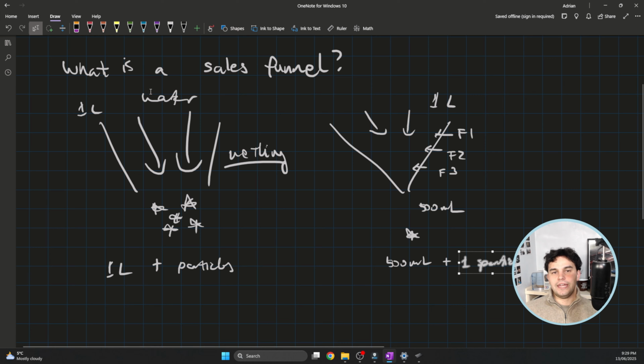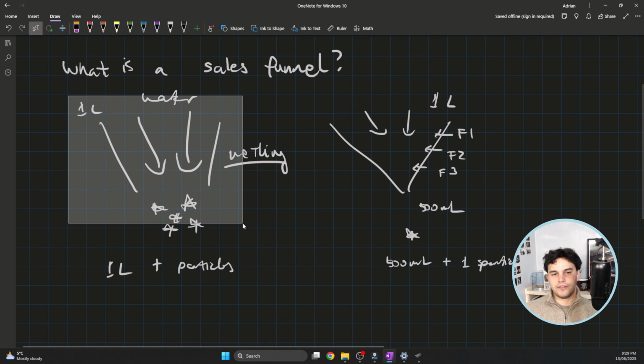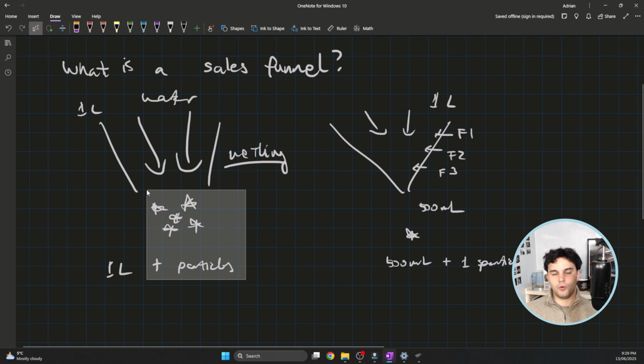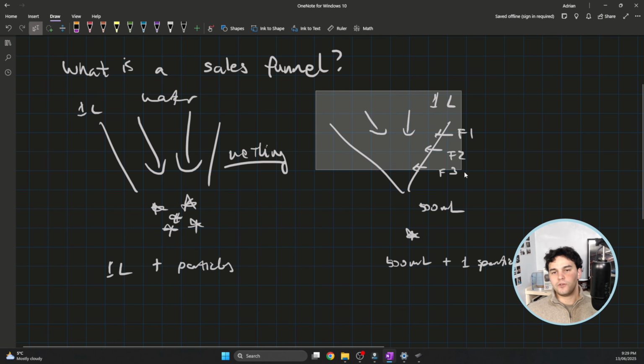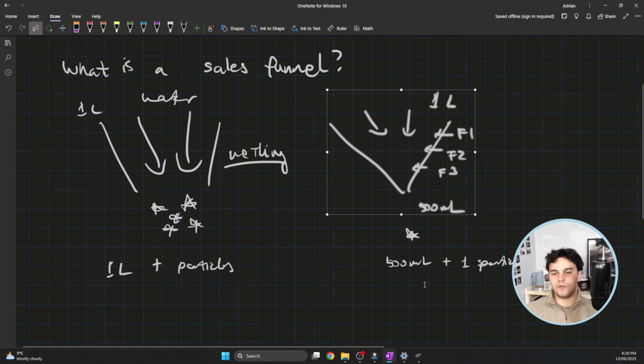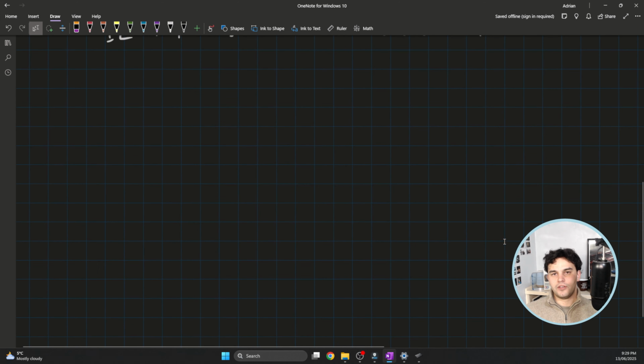You can either have no funnel, where it does nothing and you get left with all this noise, or you can have a sales funnel where it does filter out a lot of people, but whatever's left is quite high quality. That's the idea behind a sales funnel. Now we're going to convert this water into clients and imagine what's actually happening with the sales funnel.